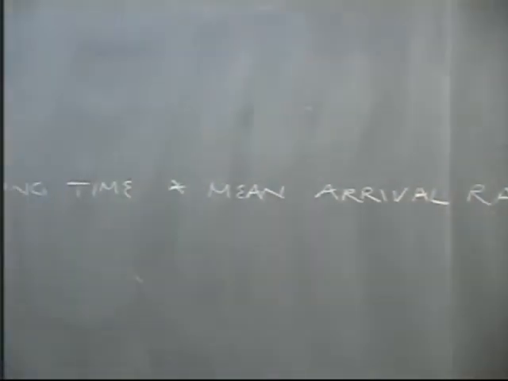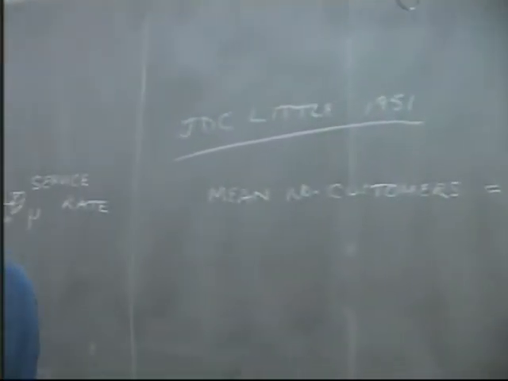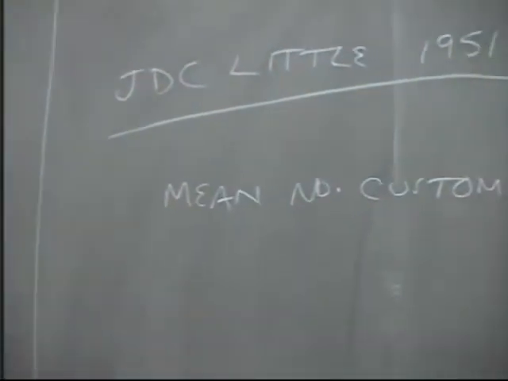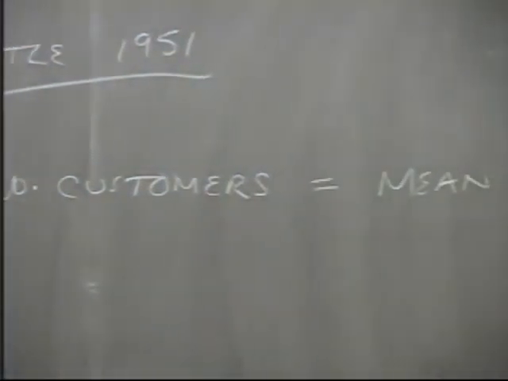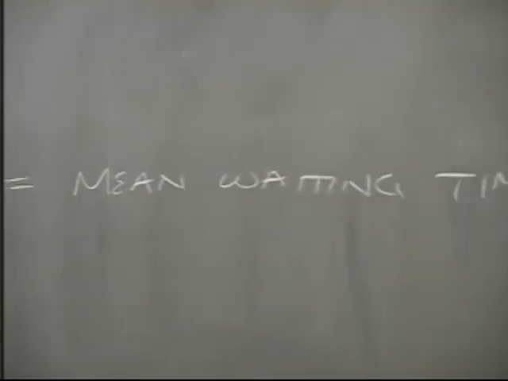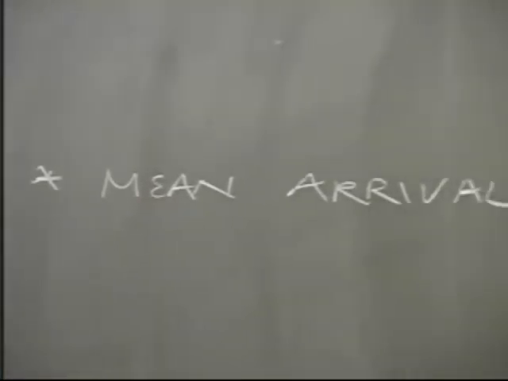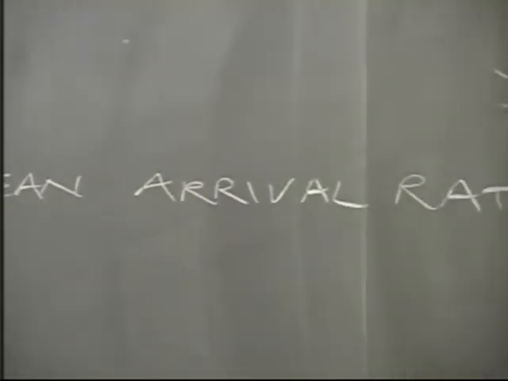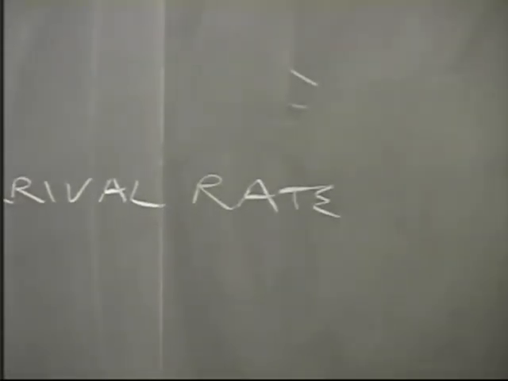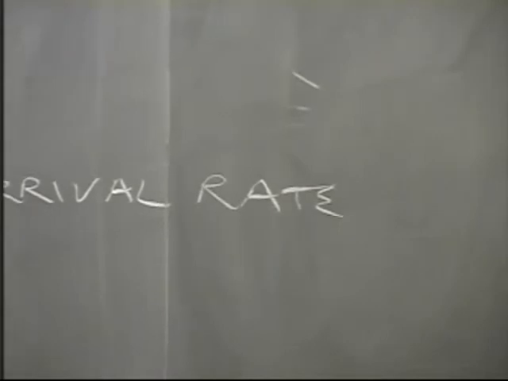And that's it. So I can tell you that the mean number of customers is a product of these two quantities. So let's see what it means intuitively. Mean waiting time is the amount of time you're spending waiting in a queue. So you go to Tim Hortons, you wait in line for 5 minutes. That's your waiting time. And the mean waiting time is this waiting time across all customers.